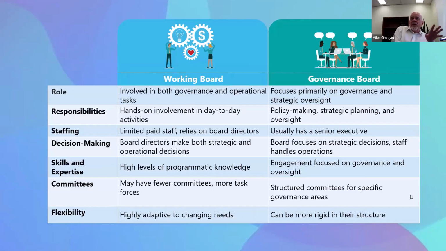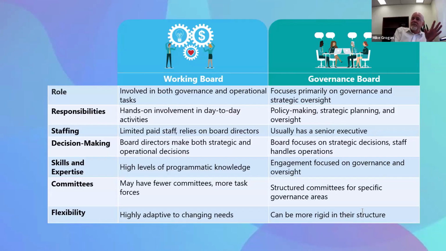So just to pull it apart a bit, again, there'd be lots of variations here. The working board is involved in governance and operation. A governance board, policy board from the chat there, focuses primarily on governance and strategic oversight. And that strategic part's important because all boards need to play that role. So I'll give you a bit more theory at the end here about how to engage folks when you're moving beyond just the to-do and the fiduciary stuff. Hands-on involvement for the working board; policy making. We enact our will through policy, strategic planning, and oversight in the governance board.